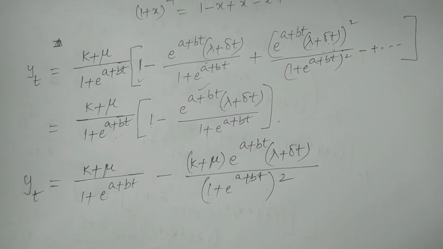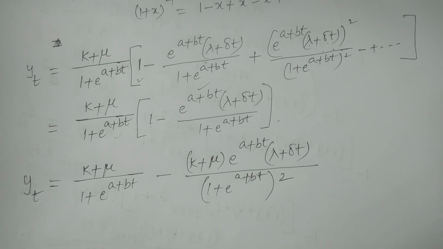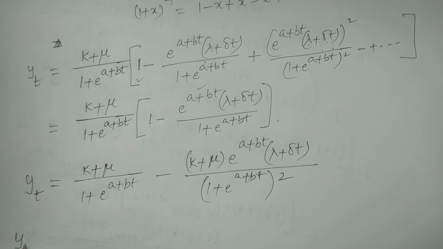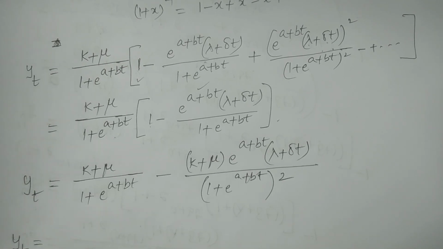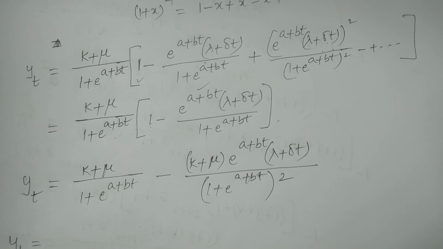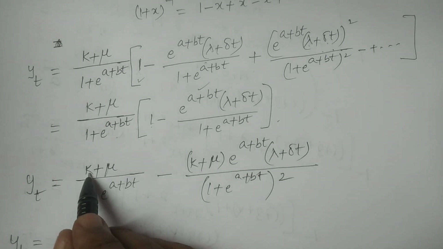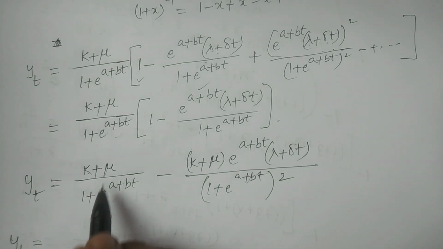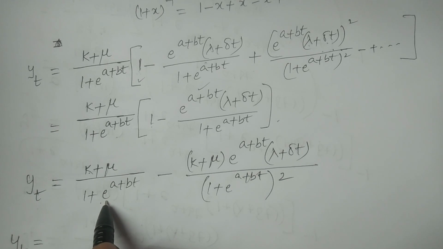Now, if you separate the terms according to the terms in k, mu, lambda and delta, right? So that we specify k by (1 plus e power a plus bt), mu by (1 plus e power a plus bt).